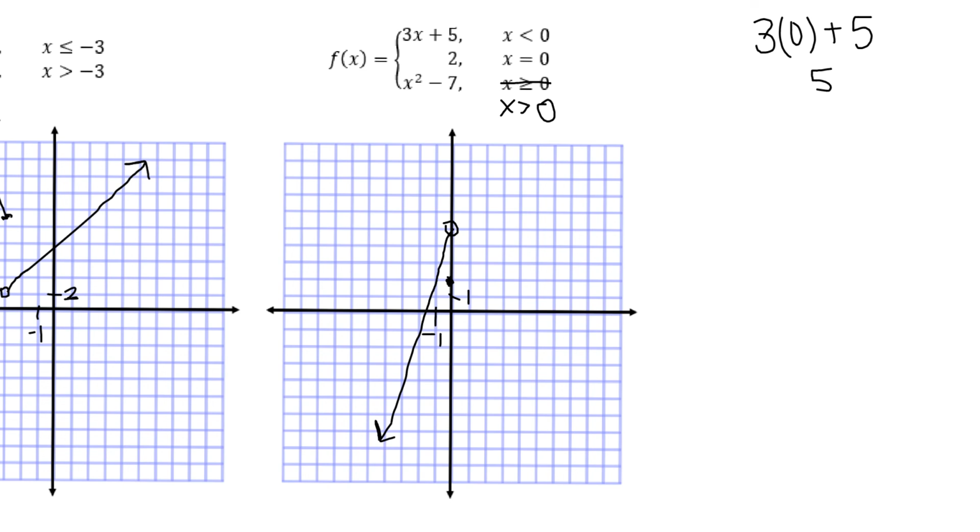And lastly, we want to graph our quadratic function x squared minus 7 for positive values of x. So for x greater than 0, we're going to plug in 0 for x. So 0 squared minus 7. 0 squared is 0. 0 minus 7 is negative 7. So I'm going to put a point at 0, negative 7, and it's going to have an open circle since it is not included.